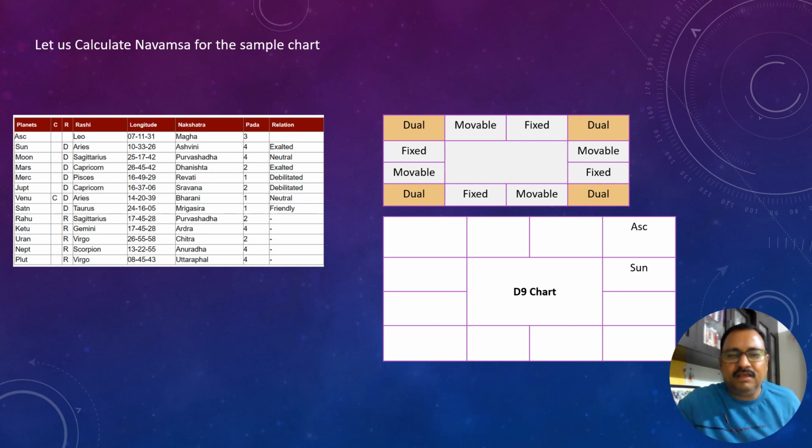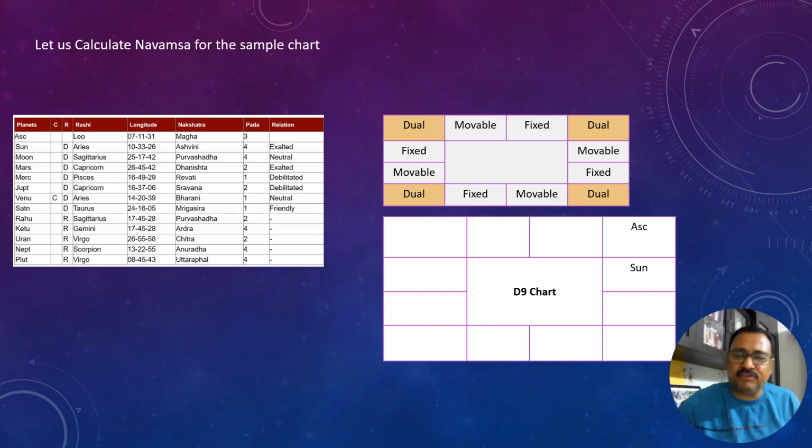I want you to do the rest of the planets and show me the Navamsa chart. Calculate manually, because in the examination there will be a lot of questions on the preparation of the Navamsa chart and how to calculate it. If you understand this technique, it is very easy. Do it for multiple charts, and send me the Navamsa chart for Sachin Tendulkar on WhatsApp using this technique. Then I will be very happy.